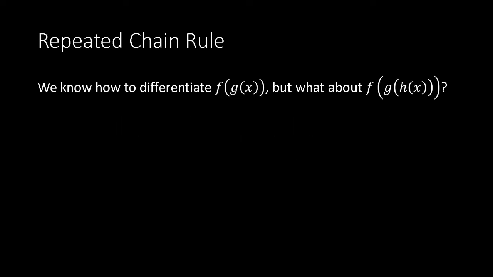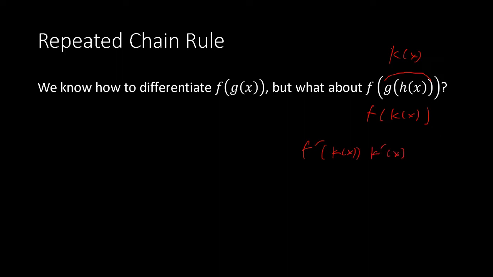So first we're going to talk about the repeated chain rule, which is just a generalized form of something we need to do. We know how to differentiate f of g of x, but what about f of g of h of x? The way we're going to go about this is first we're going to call g of h of x k of x, right? So now we have f of k of x. The derivative of this is going to be f prime of k of x times k prime of x.